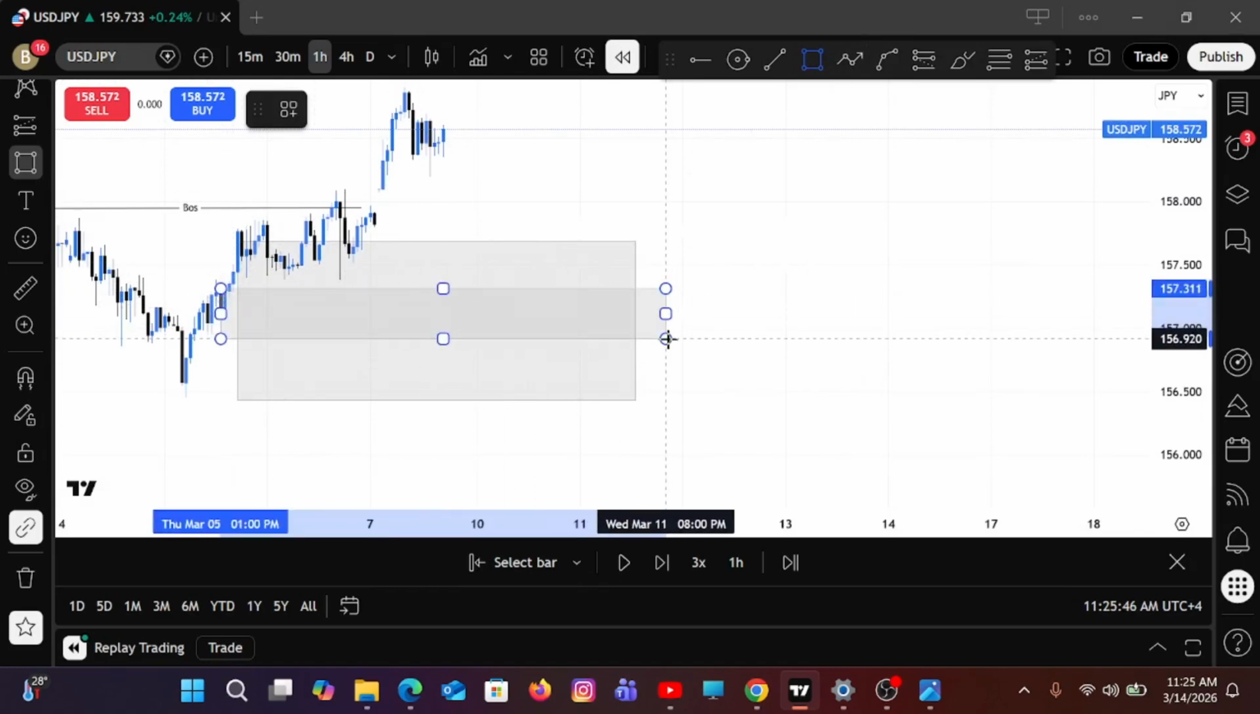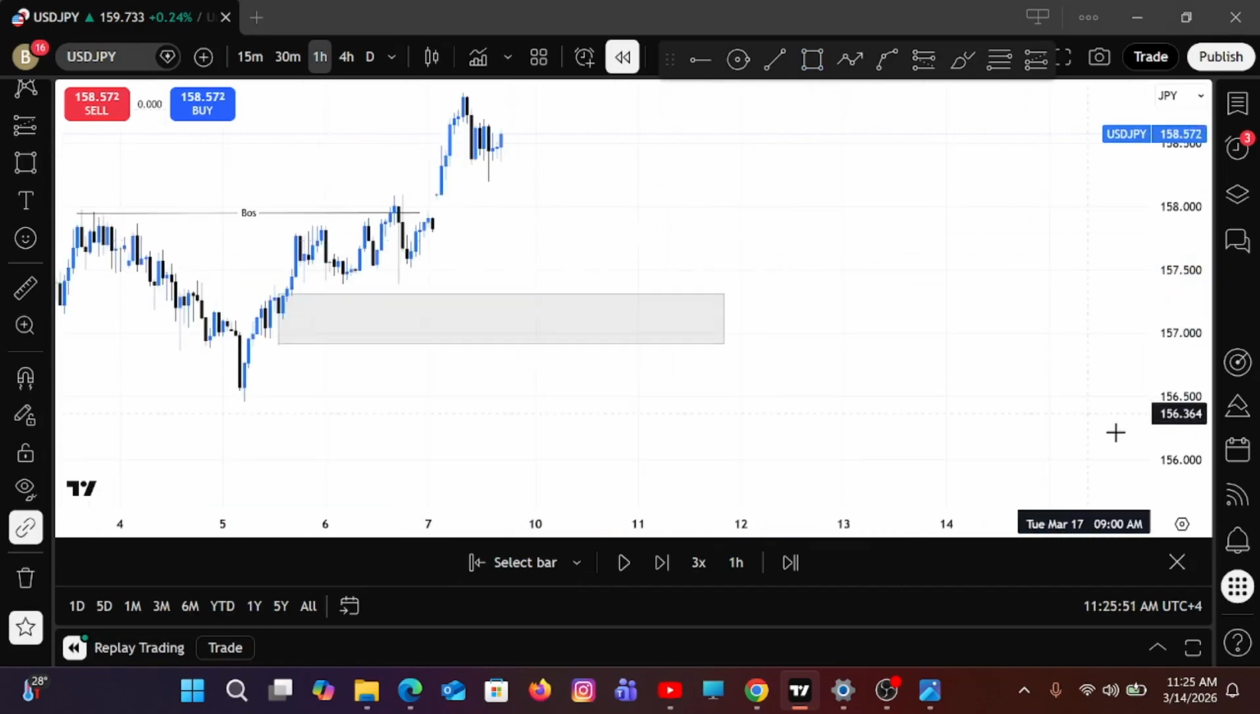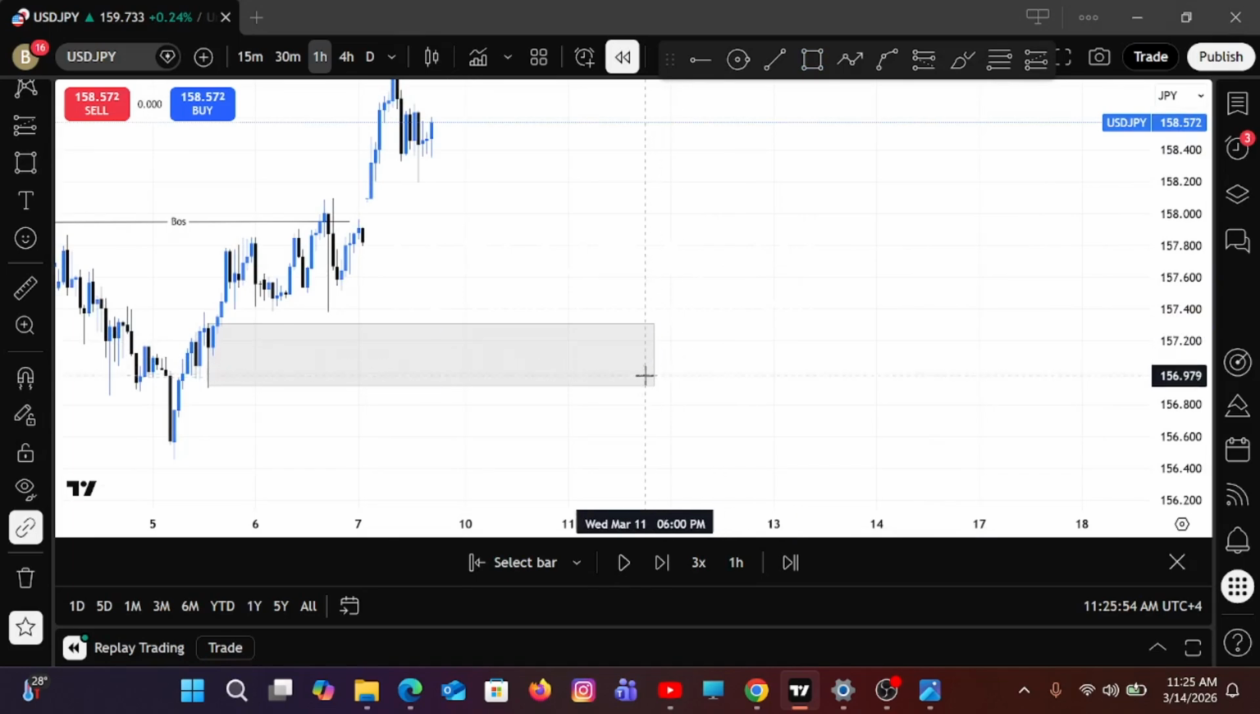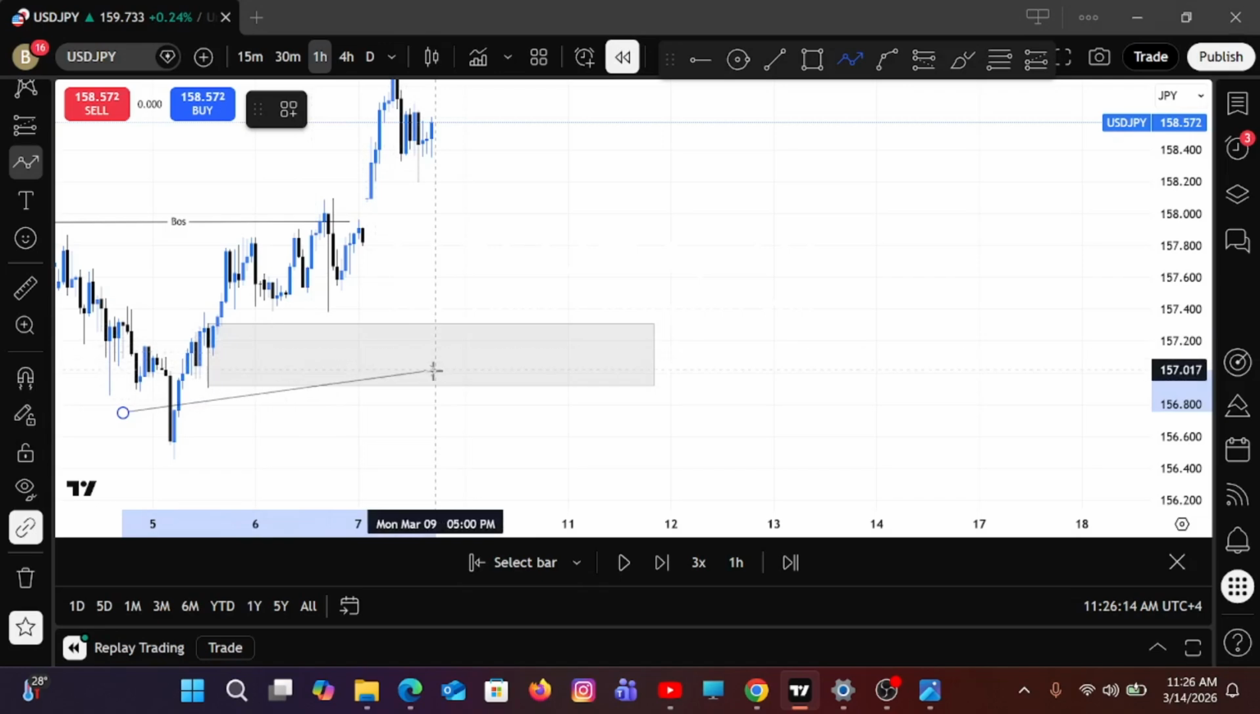So this is the zone I'll be focusing on. Then I can delete this big zone. Why will I be focusing on this zone? Here, there's a fair value gap. In every fair value gap, there must be an order block. That is why I'm focusing on this order block, and also because it's at a discount price. There's also another fair value gap here and another block, but I won't be focusing on this one because it is at a premium level, and I want to be buying at a discount.